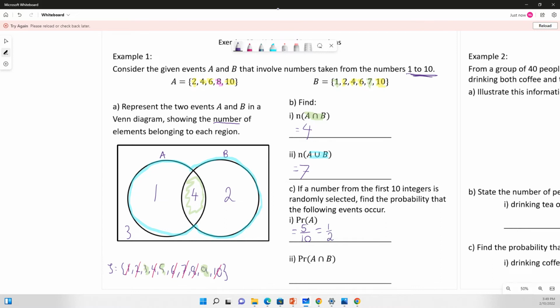Now we're interested in this next question, the probability of drawing A intersect B. What's the probability of getting a number that is in both set A and set B? That is talking about this one here, getting the 4. So there are 4 outcomes that satisfy the conditions of this event, and there are 10 total numbers, so 4 out of 10. Then we want to simplify this, so either 0.4 or 2/5.